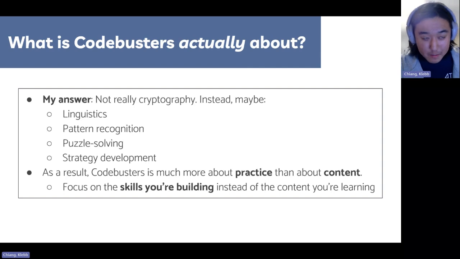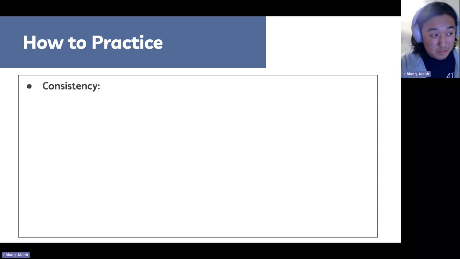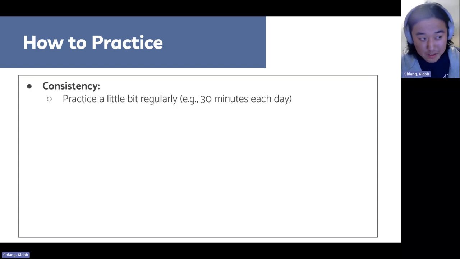Okay, and I say that because I think one piece of advice that we don't talk about enough is how do you actually practice? Because that's a big question. Okay, first thing is consistency. You should practice consistently. If you've learned an instrument or a new language or play a sport, you probably are aware of practicing a little bit regularly. For example, 30 minutes every day.